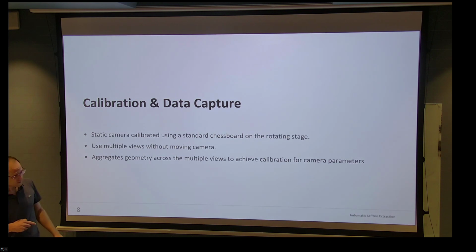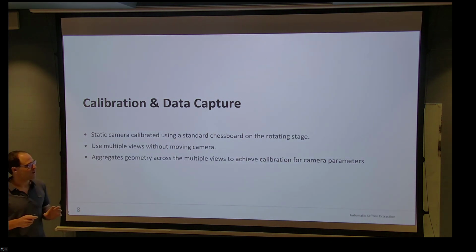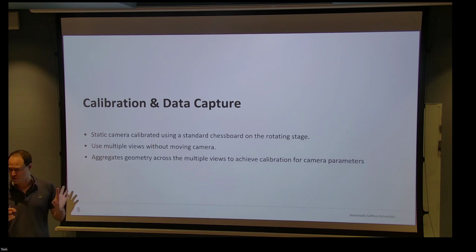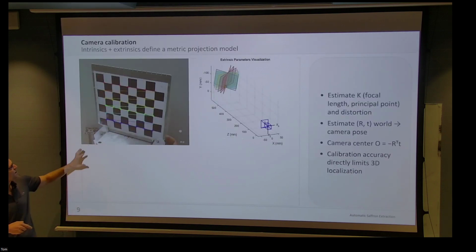First, we need to do calibration. Here, our camera is quite far from the flower. We're not moving the camera, and it's important to be accurate. We use a static calibration with a standard chessboard on the rotating stage, and then we use multiple views to make it more accurate.